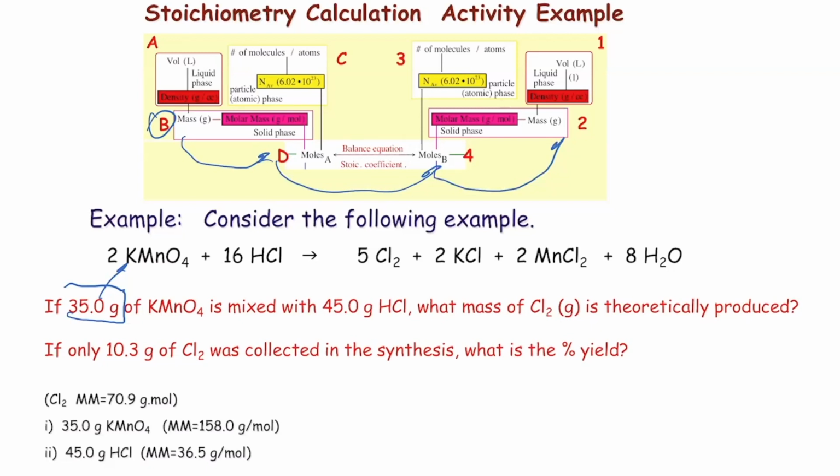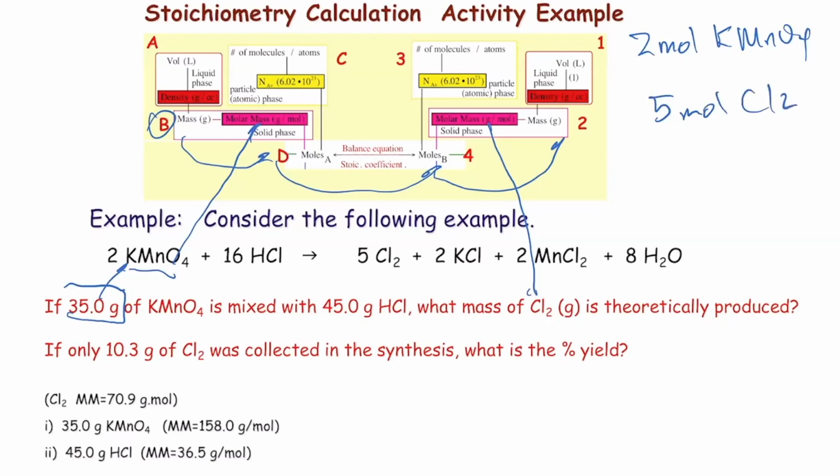I need to know the molar mass of potassium permanganate because that's what I need right here. And I need to know the molar mass of chlorine because that's what I would use right here. Then the balanced equation says that for every 2 moles of KMnO4, I have 5 moles of chlorine. That's this right here. And I would use that in here.